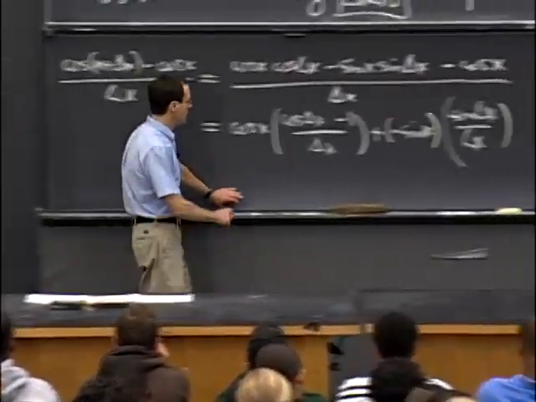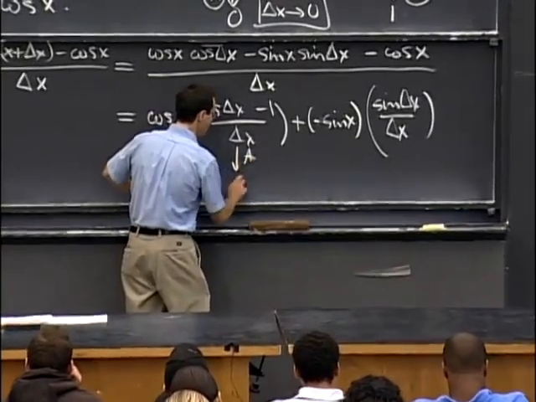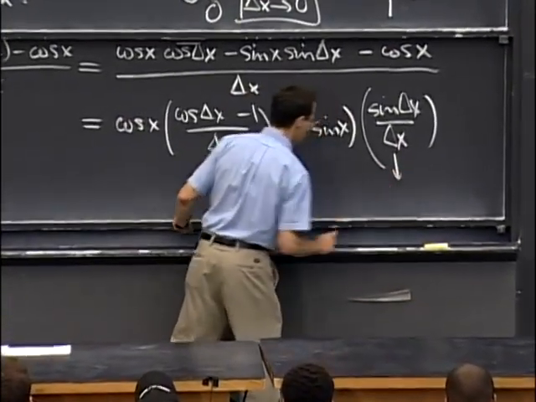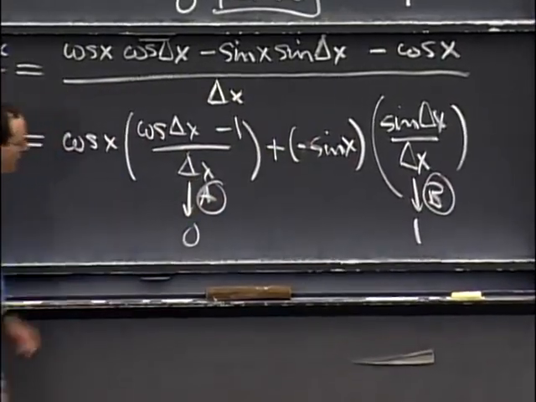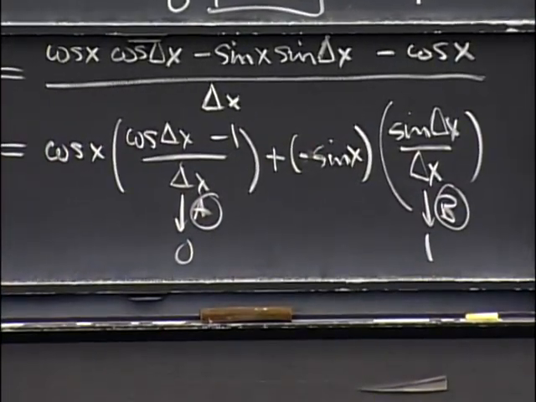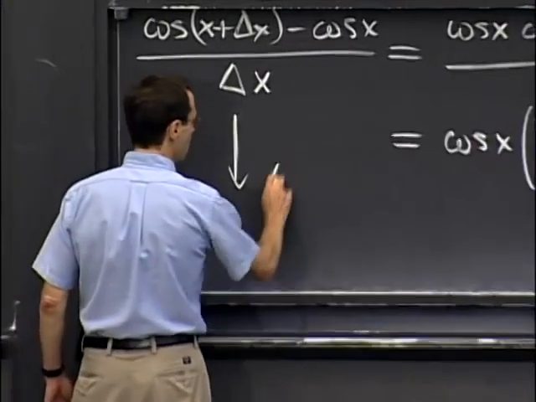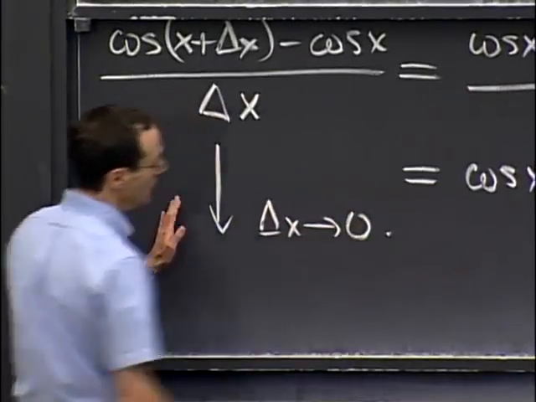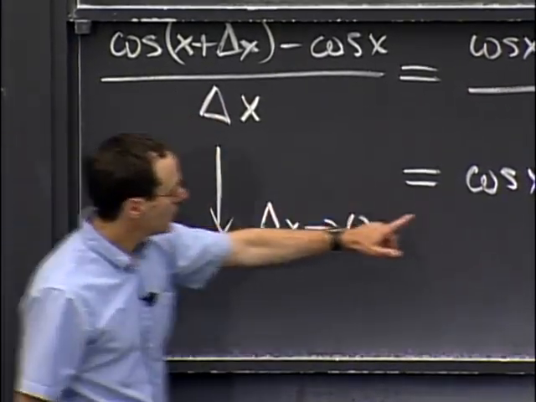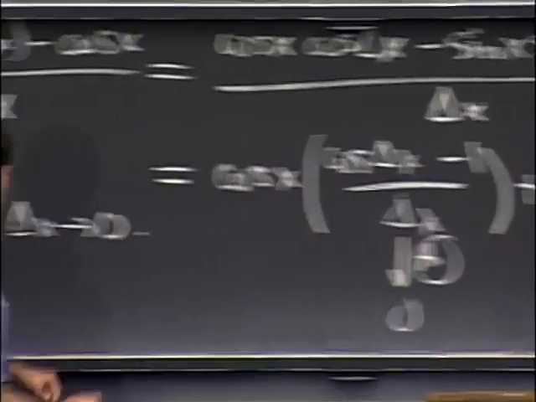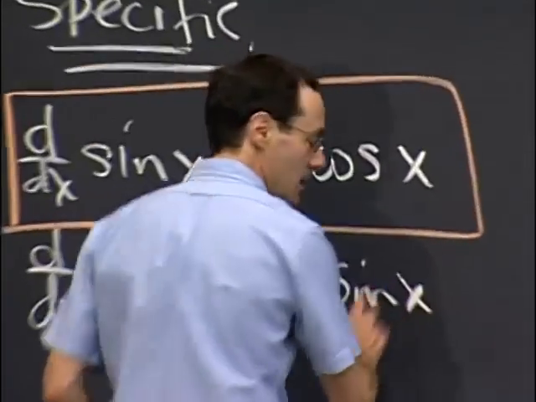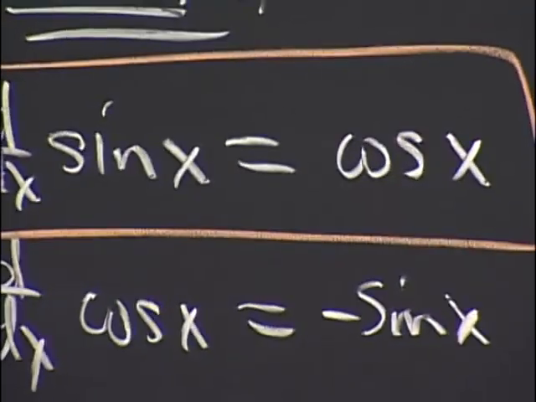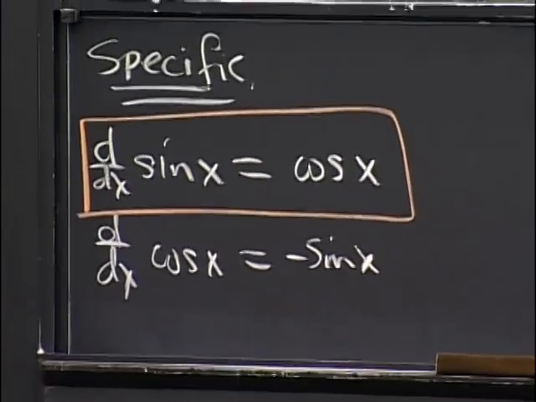Okay, again, by A, we get that this is 0 as delta x tends to 0, and this is 1. Those are the properties I called A and B. And so the result here, as delta x tends to 0, is that we get negative sine x. That's the factor, negative sine x. All right, so this guy is negative sine x. And I'll put a little box around that too.